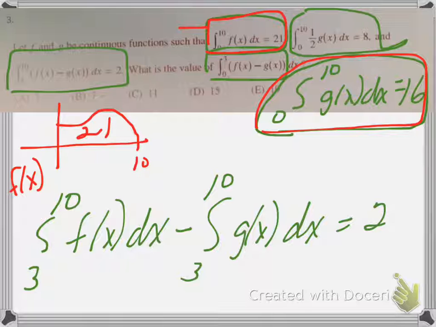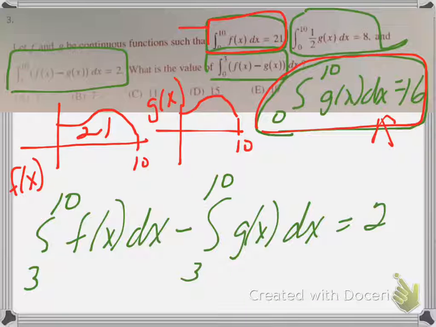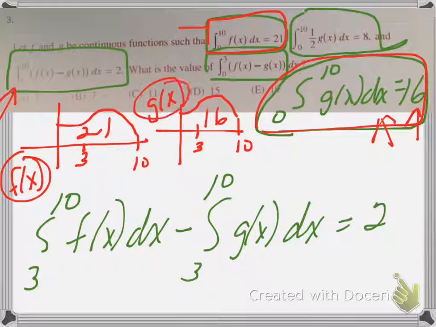Okay, then I also know that I have another function called g of x. So when you don't know what to do, sometimes drawing the picture is a really great idea. And from 0 to 10, I'm using this now. We have some other picture, and the area of that is 16. But this is going from 0 to 10. We know from this piece right here, let's pretend this is 3 and this is 3 over here. The area from 3 to 10 of f of x minus g of x has to equal 2.